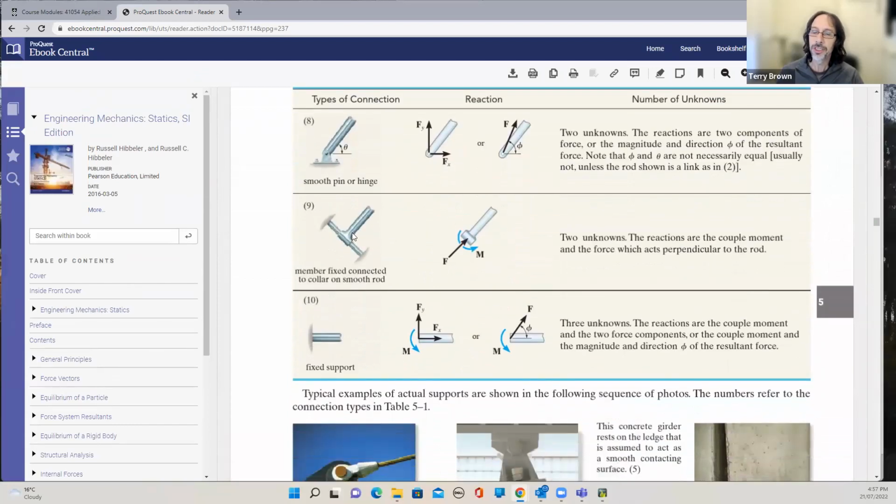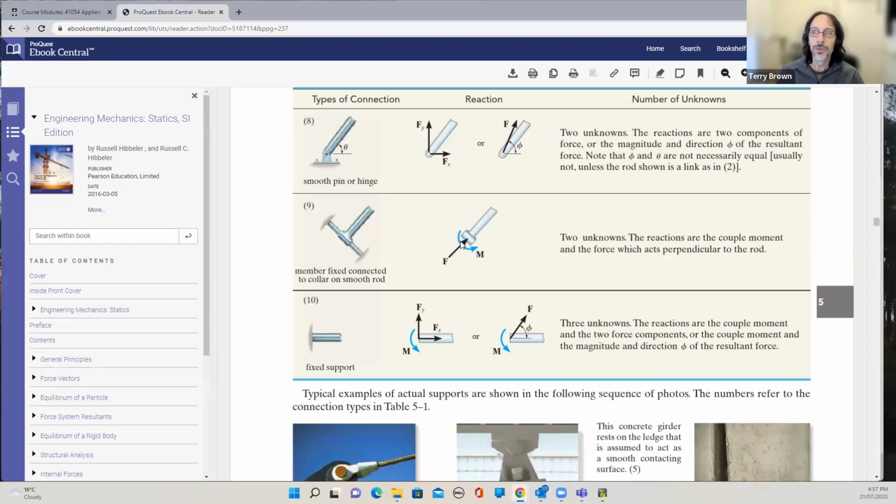So we've got a rigid connection between this part of the component and the collar here, and then our smooth rod. So our free body diagram is going to be a force perpendicular to the rod and a moment reaction. You can just look at the table and then try and put that on the problem that you're working on.